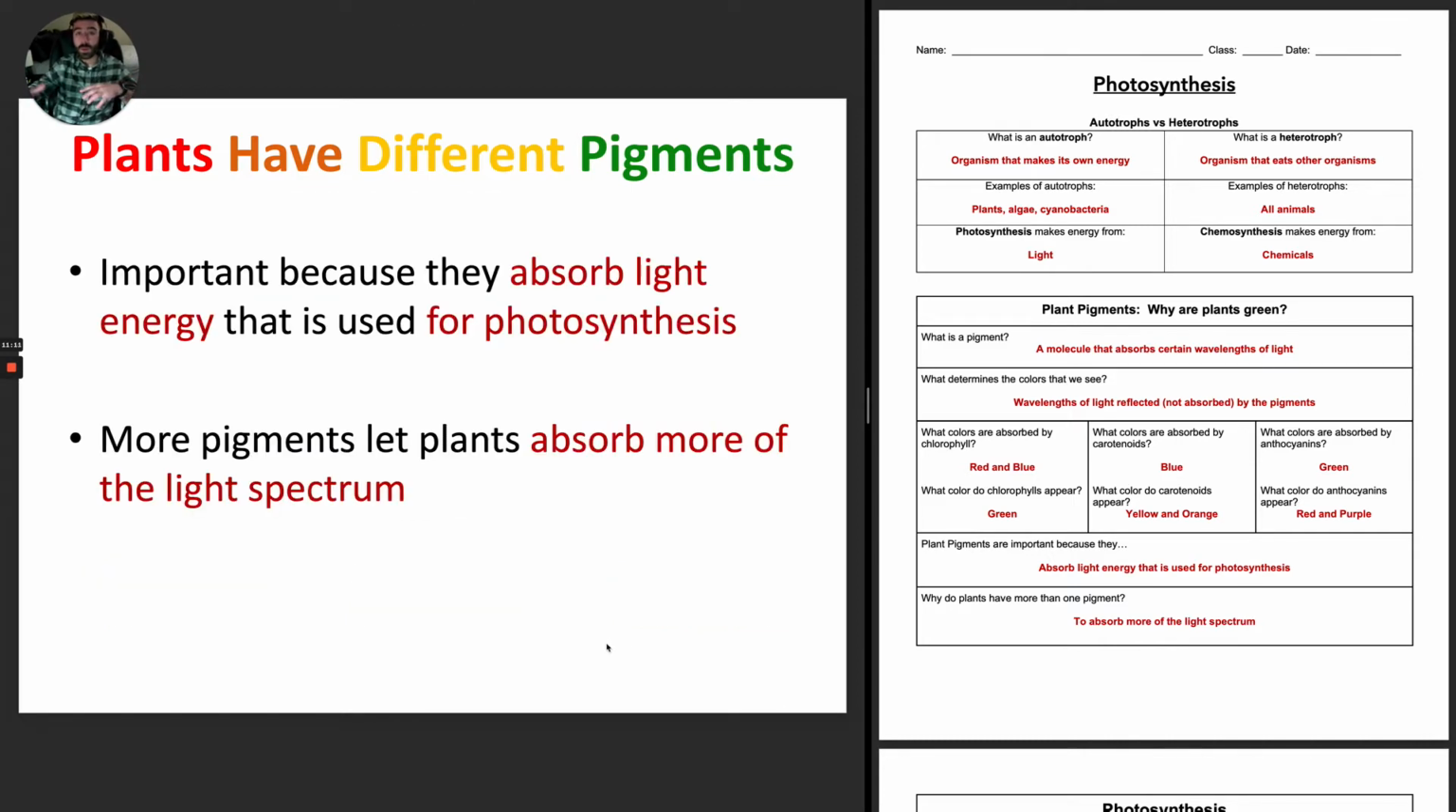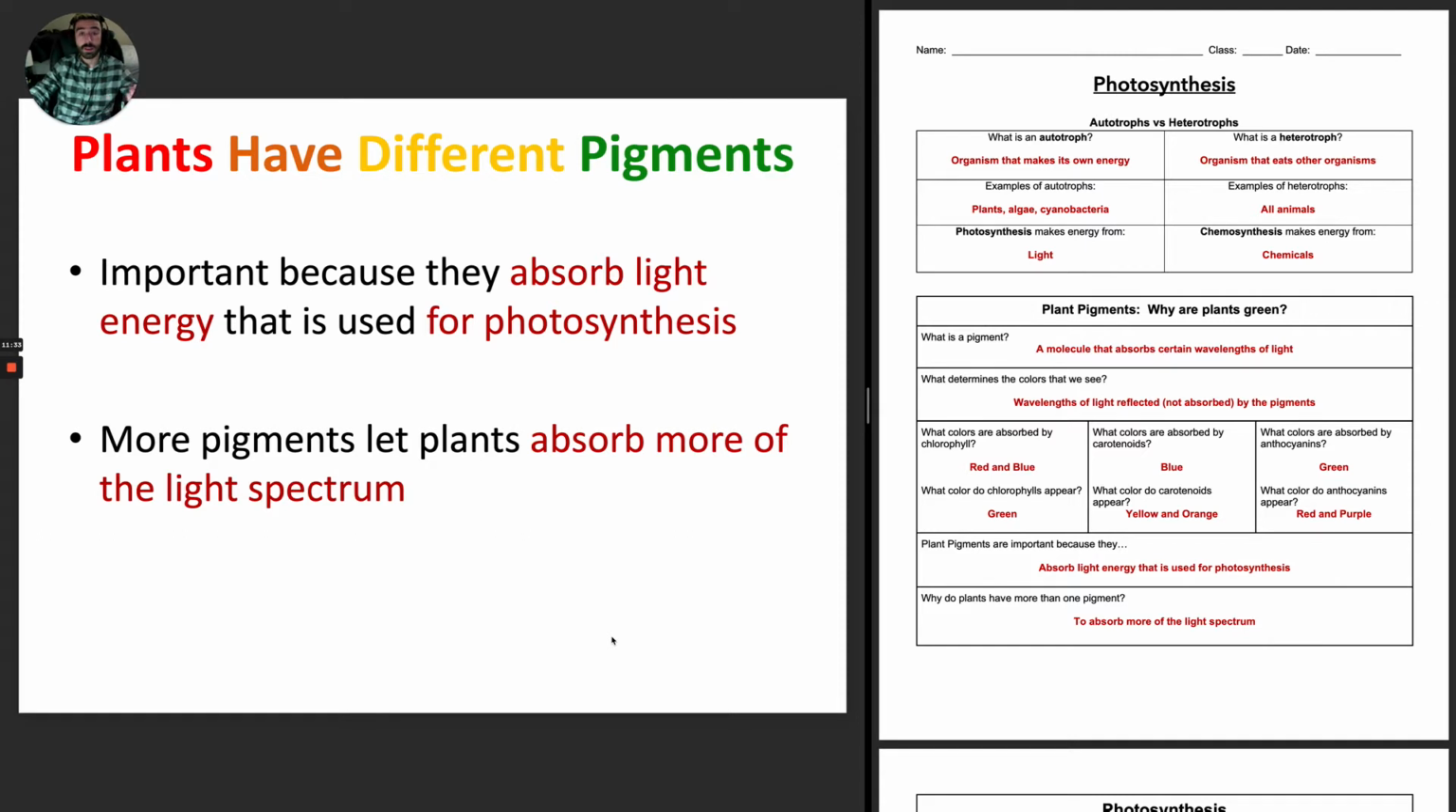Now this is important because the light that they absorb is the energy that's used for photosynthesis. The reason plants have multiple pigments is because the more pigments they have, the more different kinds of light they can absorb. If they can absorb every kind of light, they have access to more energy for photosynthesis.